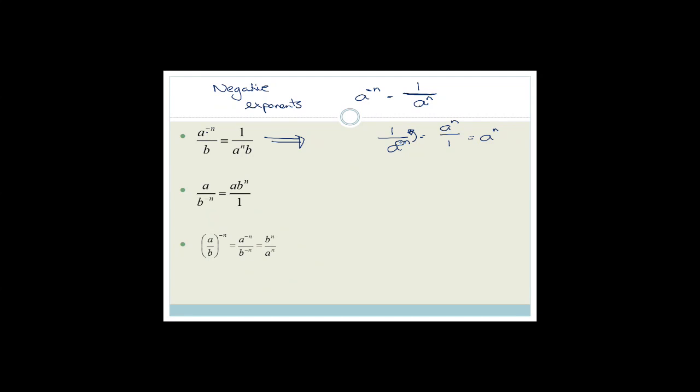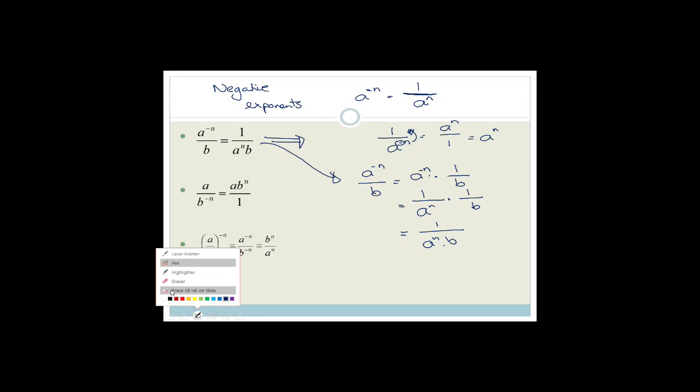So if we look over here, if I had to rewrite this, we'd have a to the minus n over b, which could be written as a to the minus n times 1 over b, if you wanted to. But what does this a to the minus n mean? Well, a to the minus n means we're taking a to the n and putting it on the other side of the quotient line. So that becomes 1 over a to the n times 1 over b, which is just 1 over a to the n times b. Okay, so all I did was separate it out there so you could see what was going on. Right, let me erase that and then we can look at the next example.